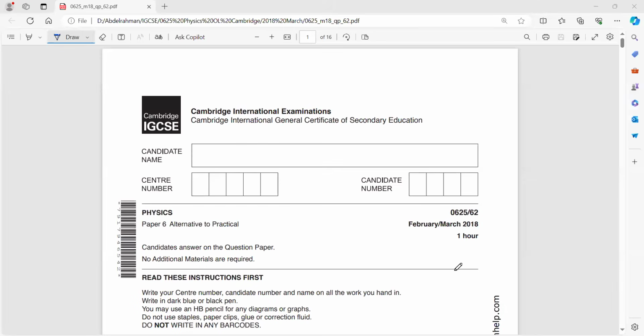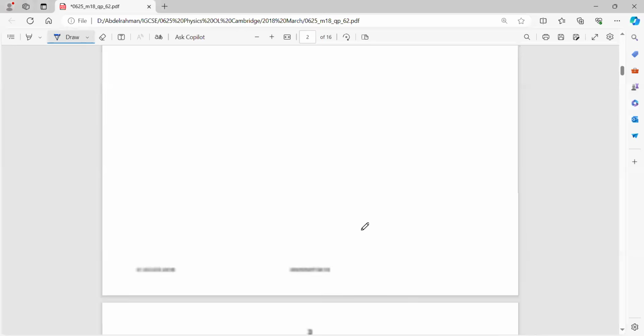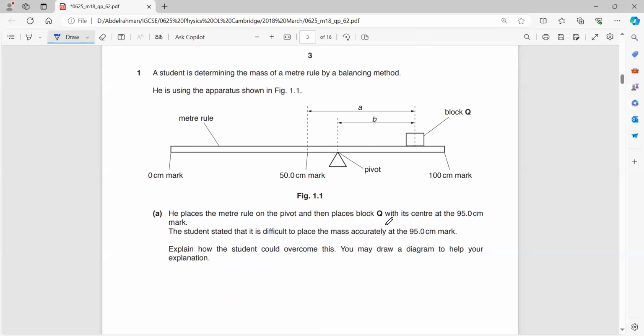February, March 2018, paper 6, variant 2. Question 1. A student is determining the mass of a meter ruler by a balancing method.